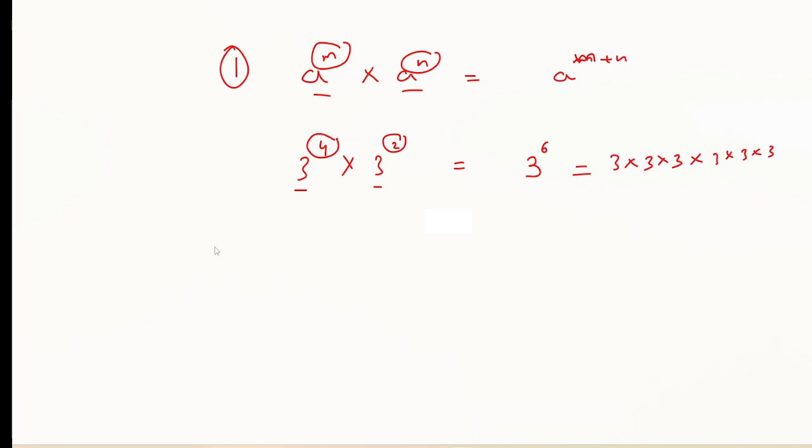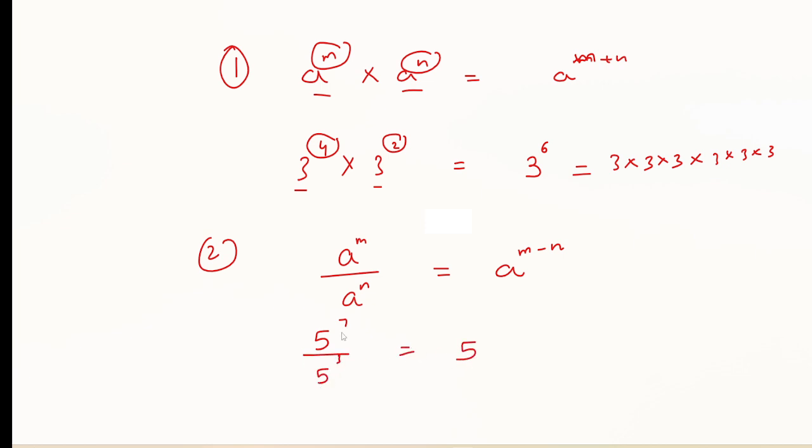Second is for division. So division is like, again, if we have the same base a and a, they have different powers and they are in division. So we just write the base once and we subtract the powers. Okay. For example, 5 raised to power 7 over 5 raised to power 3.